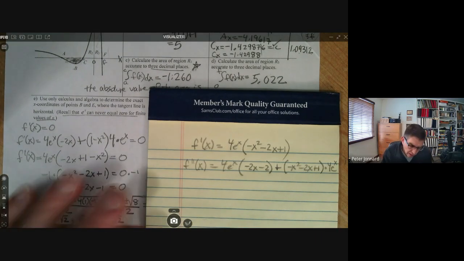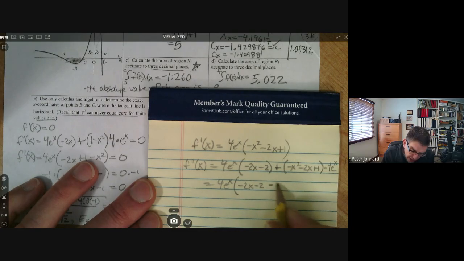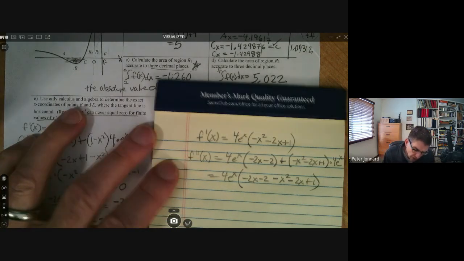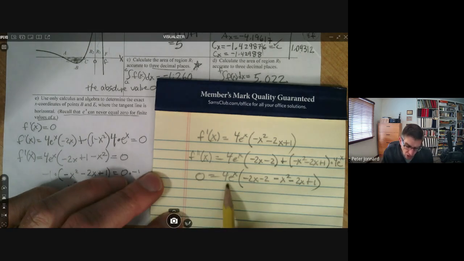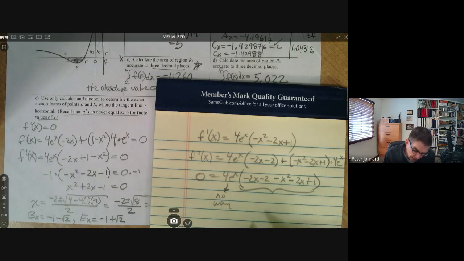So once again, I'm going to factor out the 4e to the x, the common factor, which leaves behind negative 2x minus 2 minus x squared minus 2x plus 1. Okay, what I'm interested in is I want that to be equal to 0. So I want to get this to be 0. There's no way that will ever equal 0. No way that can happen. Or this can be 0. So let me simplify that.